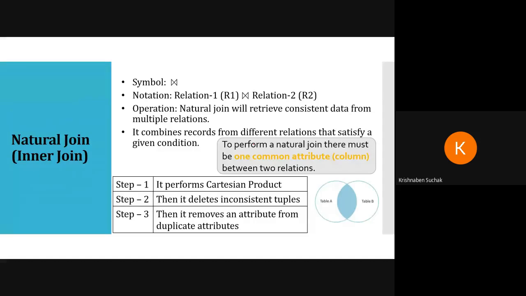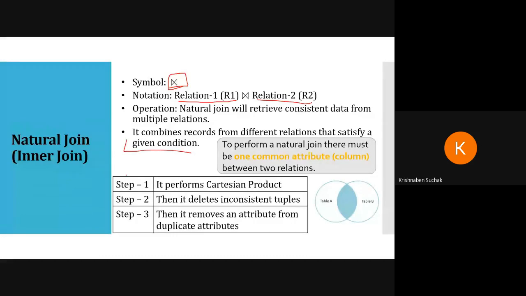Okay, let us move to natural join. What is natural join? The symbol of natural join is given here. This is how you will identify natural join. Then the notation is given, relation 1 R1, relation 2 R2. What operation will it perform? Natural join will retrieve consistent data from multiple relations. Consistent data will be retrieved here, and it will combine records from different relations that satisfy the given condition. We will see the example.